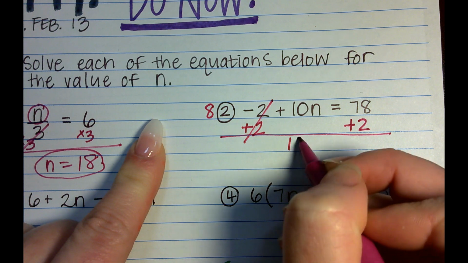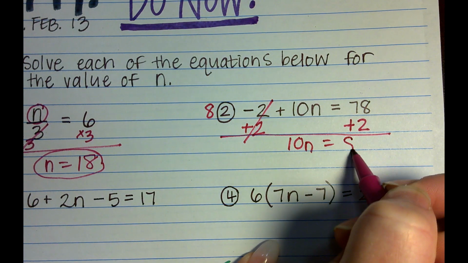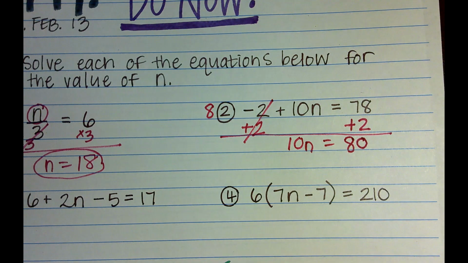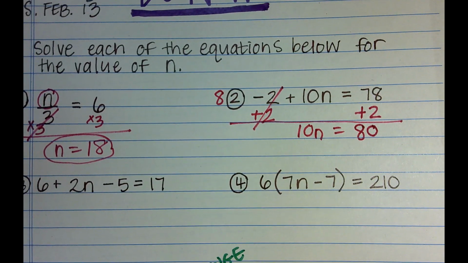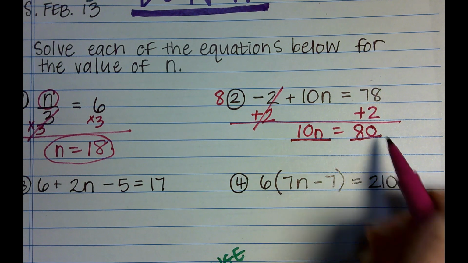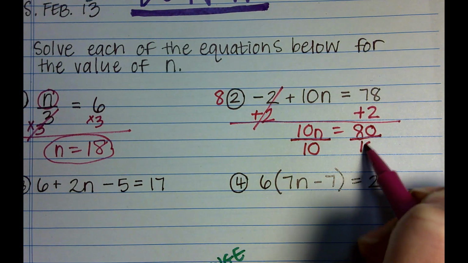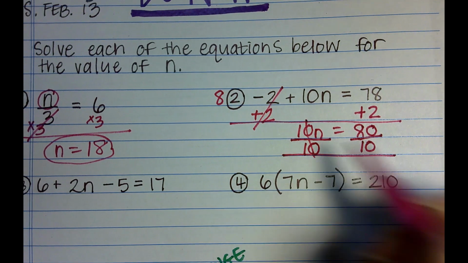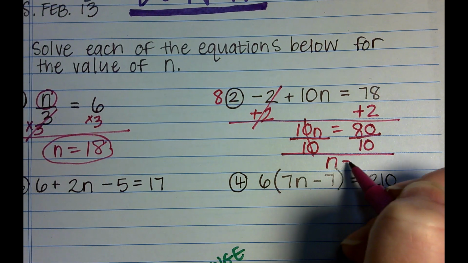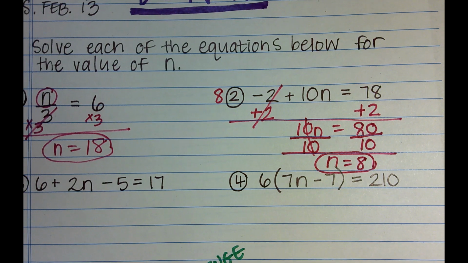I'll bring down 10 times n equals 80. 78 plus 2 is 80. Now we have 80 over 10, and we have 10 times n. We'll divide by 10 to get rid of it. We have 8. n equals 8. Very nice, guys.